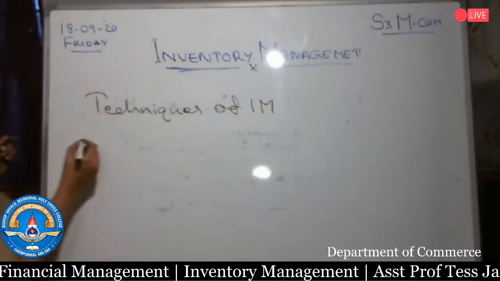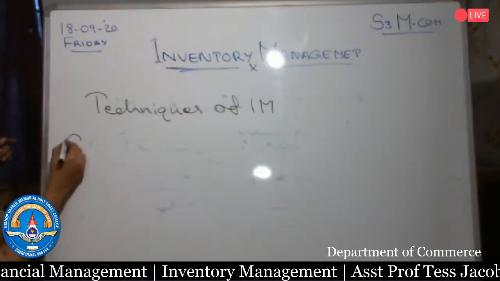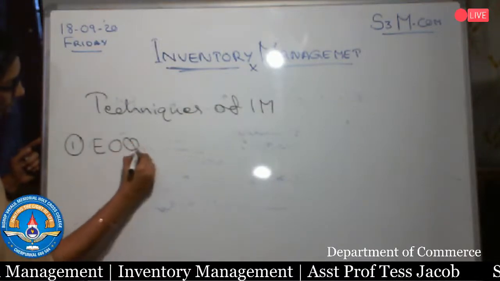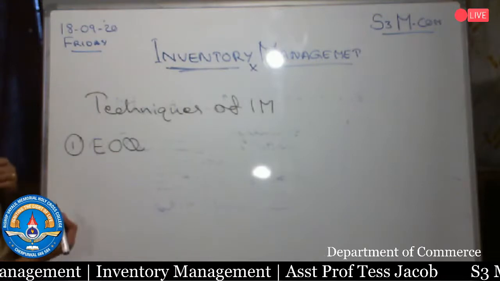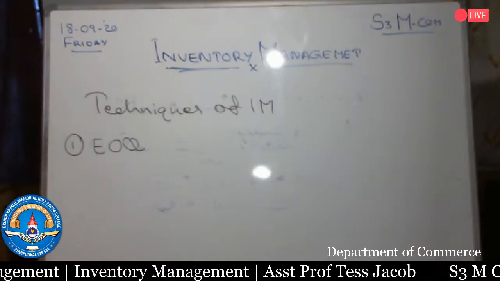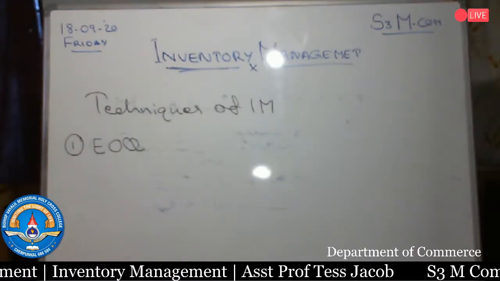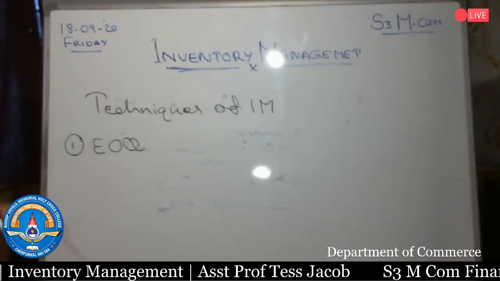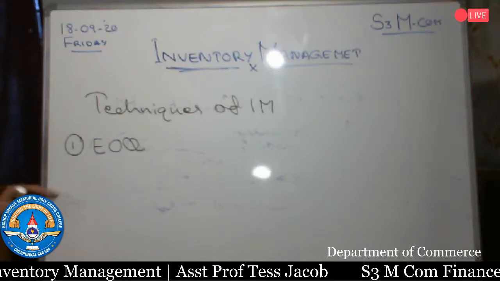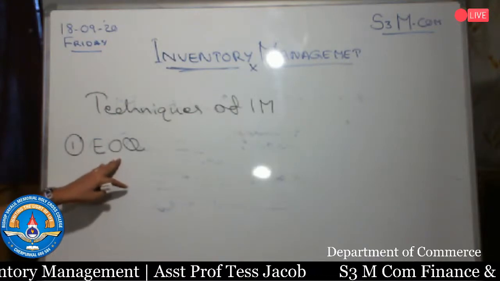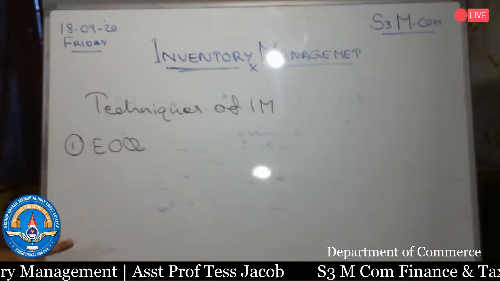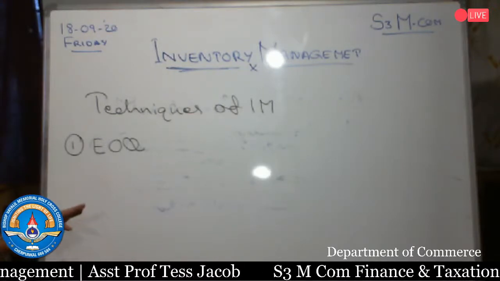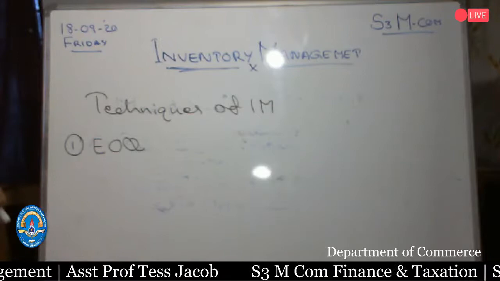Techniques of inventory management. There are 11 different techniques, and the first one is EOQ, economic ordering quantity. EOQ is a trade-off between carrying cost and ordering cost. At this point, the total cost of holding the inventory will be lowest. Further, the total carrying cost and total ordering cost will be equal.